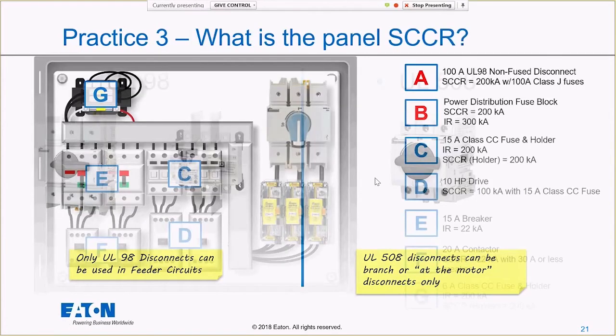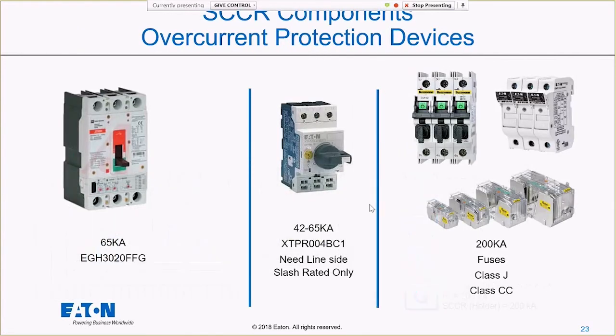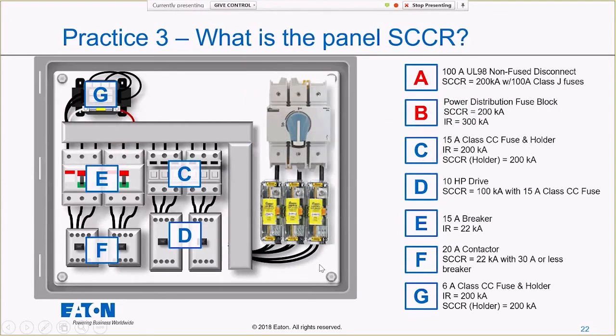So we're going to go ahead and assume that we've put that in here. I've got my UL98 non-fused disconnect. It's got a 200 kA short circuit current rating when I use trailing 100 amp class J fuses, and then I put that power distribution fuse block in there. Those are 100 amp fuses in there, short circuit current rating 200 kA. That's really helped me out here. Now once I do this, my G was the primary protection for my control circuit, and then anything in my feeder is going to be 100 or 200 kA. All of them here are, in this case, 200 kA.